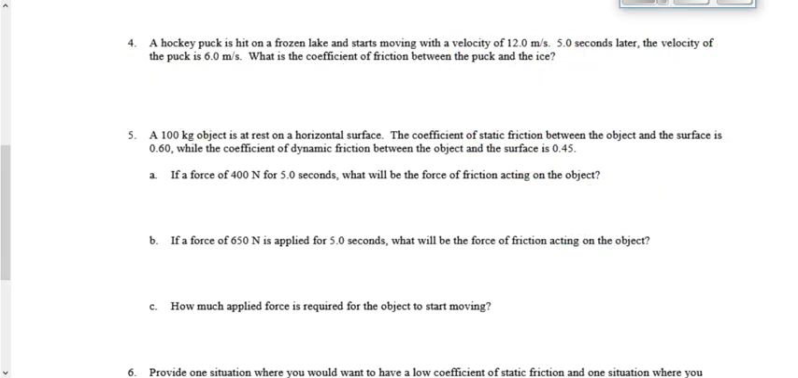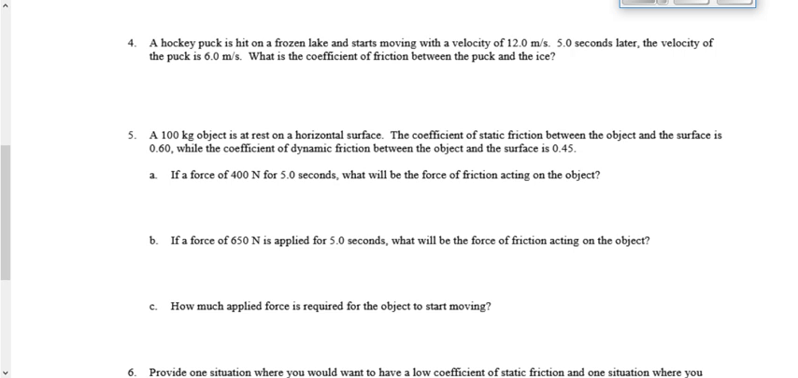All right, let's do number 5. It says a 100 kilogram object is at rest on a horizontal surface. The coefficient of static friction between the object and the surface is 0.6, while dynamic or kinetic friction is 0.45. We apply a force of 400 newtons for 5 seconds. What's the force of friction? Hey, what relevance is the time here?